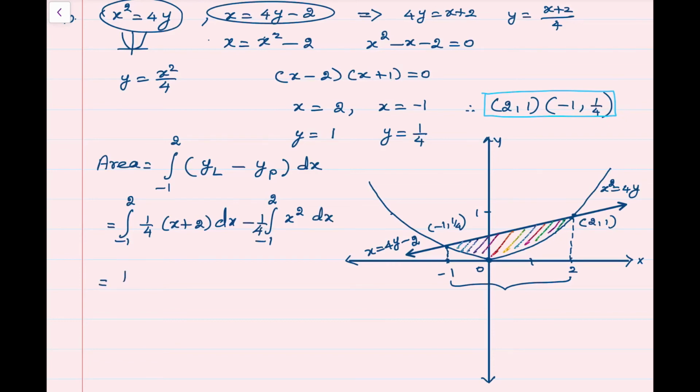This is equal to 1 by 4 times the integral of x, which is x square divided by 2, plus the integral of 2, which is 2x, minus, 1 by 4 has been taken out, x cube divided by 3, and the limits are minus 1 to 2. You may substitute the limits separately for each term or together for all the 3 terms.